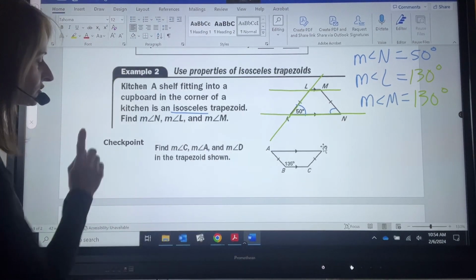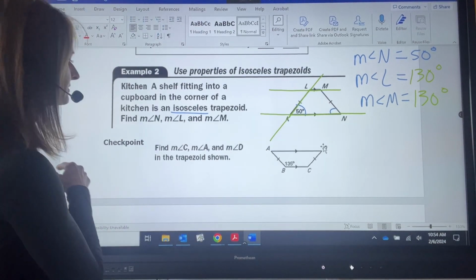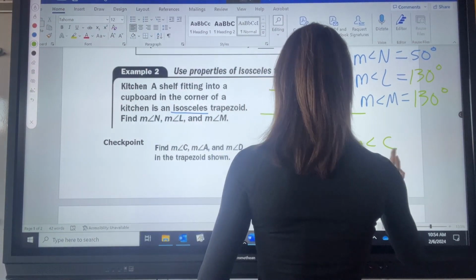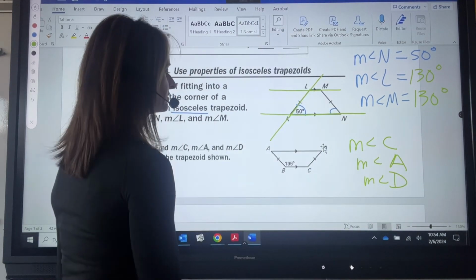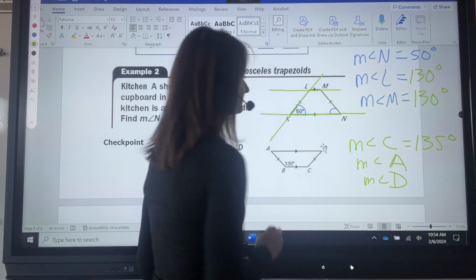Now, try this problem. Press pause and see if you can try it. I'm going to give you the answer. Find the measures of angle C, angle A, and angle D. Okay, so the measure of angle C has to be 135, because those are base angles, they're congruent.